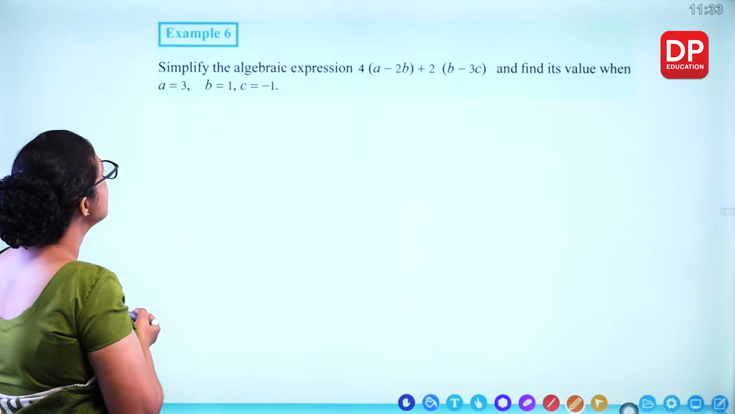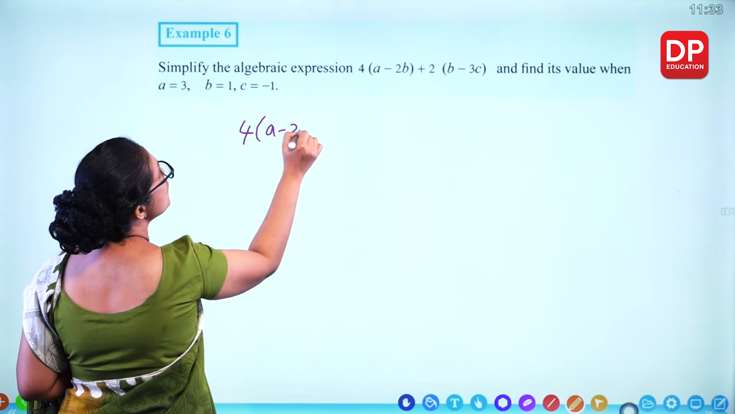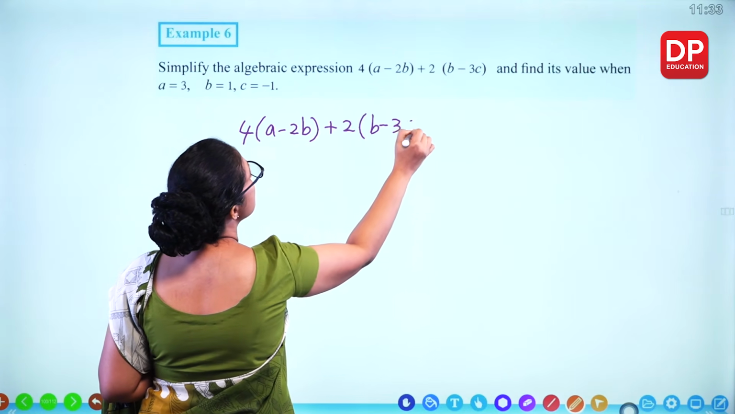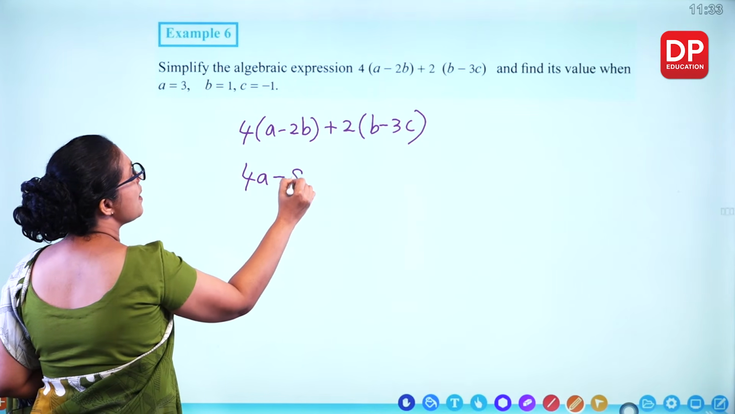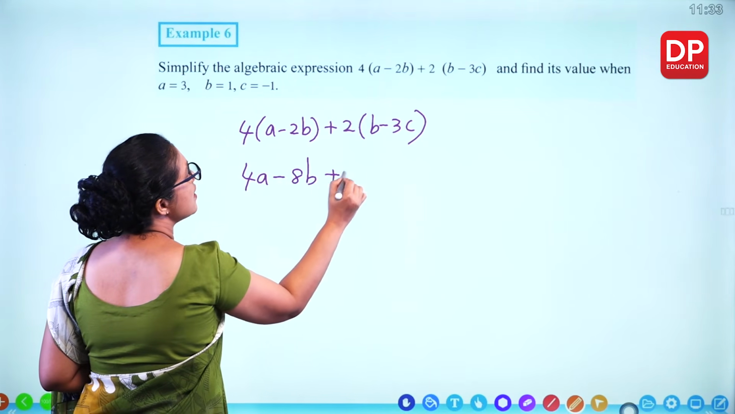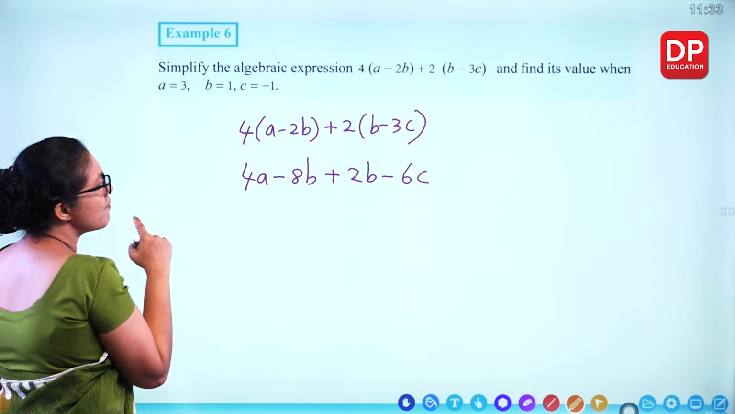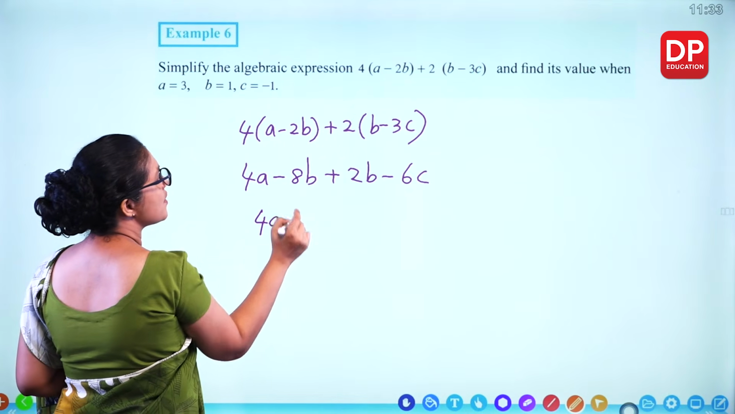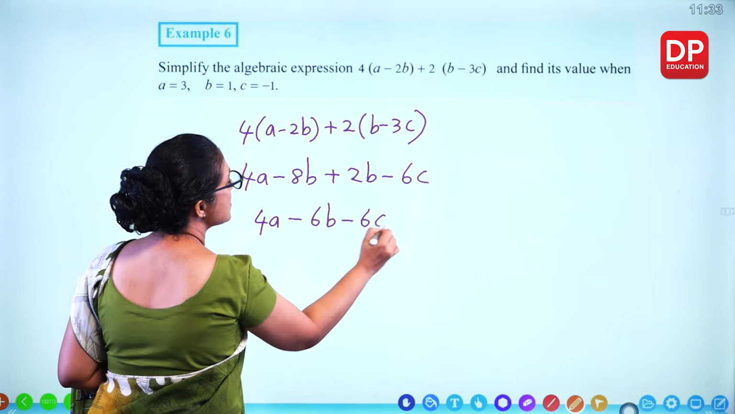Example number 6. Simplify the algebraic expression 4a minus 2b plus 2b minus 3c. First simplify. Open brackets. 4a minus 8b. You get 2b minus 6c. Simplify. 4a minus 8b and plus 2b minus 6b minus 6c.